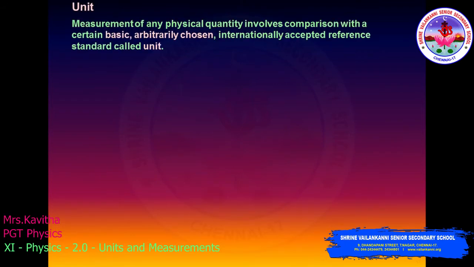Units. Before you get to know the units, what is measurement? How can we measure? The measurement of a physical quantity is the process of comparing this quantity with the standard amount of the physical quantity of the same kind, which is called its unit. See, a unit, which is nothing but a measurement of any physical quantity, involves comparison with a certain basic, arbitrarily chosen, and internationally accepted reference standard called a unit.